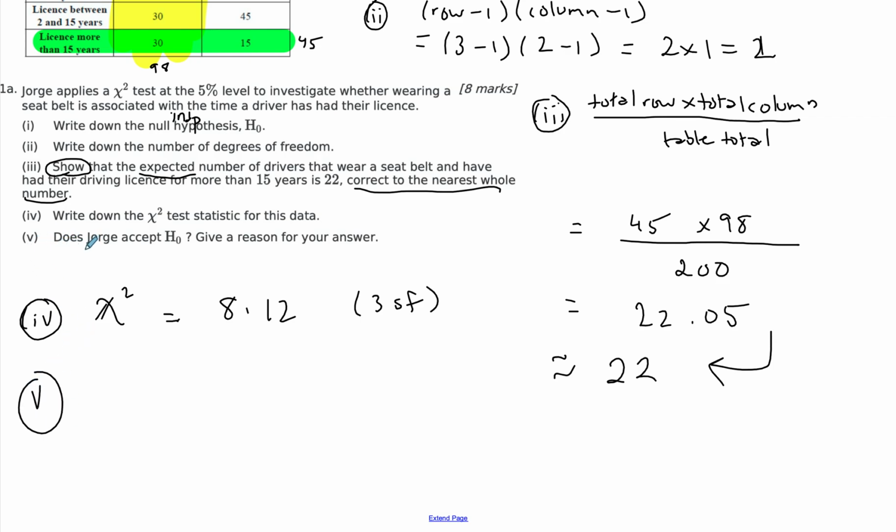For the last part, it asks you, does Jorge accept the null hypothesis? So this is where you have to remember the rule. The rule is, if your chi-square is bigger than your critical value, you reject your null. Now, we don't have any critical value here, which means we'll have to use the p-value. So the condition for rejecting with the p-value is actually the opposite. Your p-value has to be less than the significance level. So if your p-value is less than the significance level, you reject, or if your chi-square is bigger than the critical value, you reject. It's the opposite.